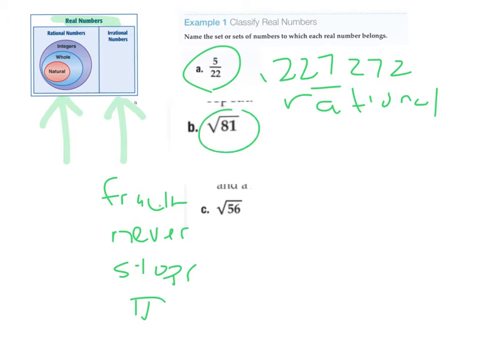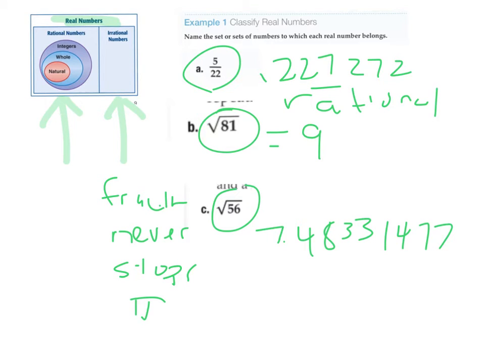If you put this into a calculator, you will get 9, which is a whole number, so it's also rational. And when you put the square root of 56 into your calculator, you get a number that's 7.48331477. See how it continues? So this is irrational. This one is rational. And that's how you classify.